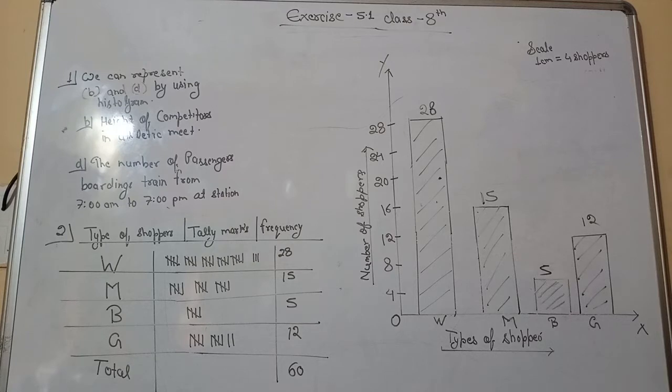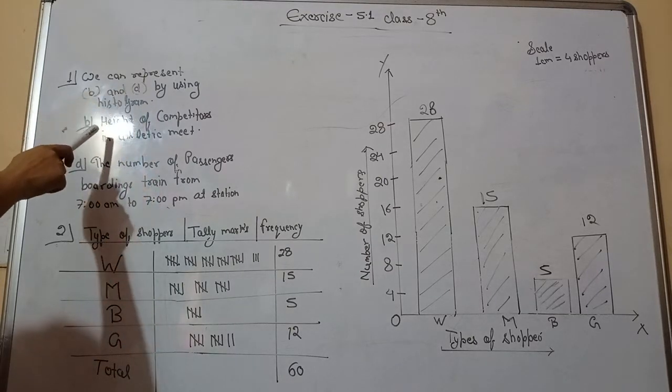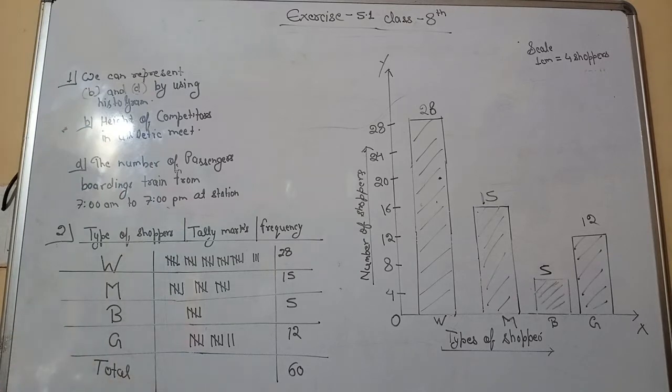Now let us see option B, the height of competitors in an athletic meet. Here I have written B and D. So B is height of competitors in an athletic meet. Suppose in any competition there are some competitors, many of them, like 5 of them having weight of 40 kg, 6 of them having weight of 80 kg. So we can classify the categories under their weights, like 40 kg, 50 kg, 60 kg. In each weight category there will be some competitors. So yes, we can classify option B under histogram, because there we can make class intervals.